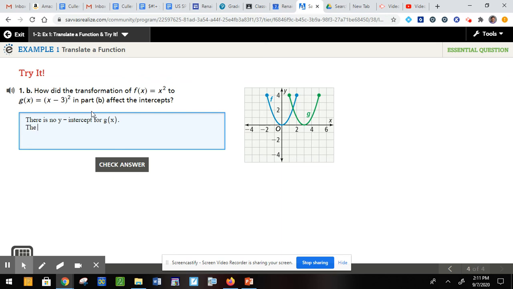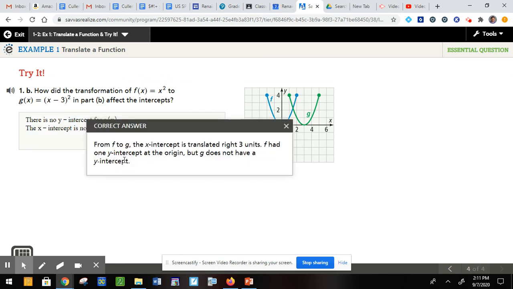Okay, let's check our answer and make sure we're good. So the x-intercept translated right 3 units, so that's the 3 that I was talking about. And f had 1 y-intercept at the origin, and g does not have a y-intercept now, so same thing. All right, so that's example 1.